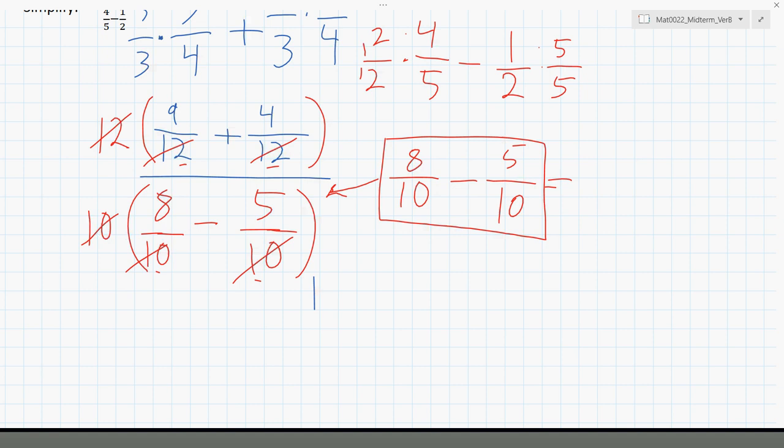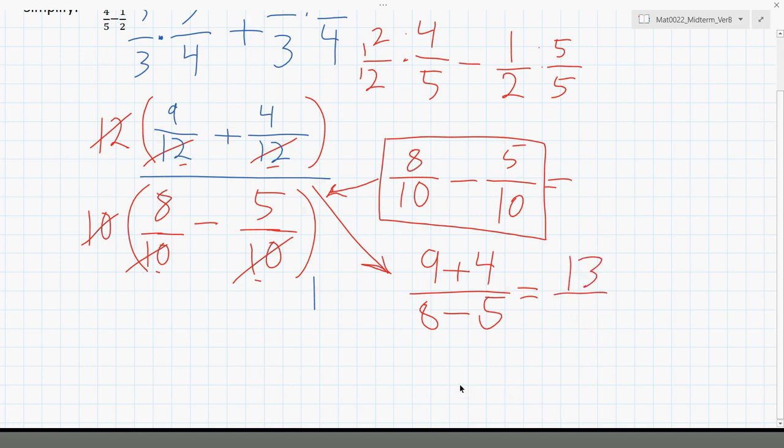So anything over 1 is itself. Which means our next equation will be written as 9 plus 4 over 8 minus 5. That looks a lot easier all of a sudden. We're going to take those numbers and add and subtract. 9 plus 4 is going to be 13. We're going to have 13 over 8 minus 5, which will be 3. And that is not a divisible number set, so 13 over 3 will be our fraction in the end.